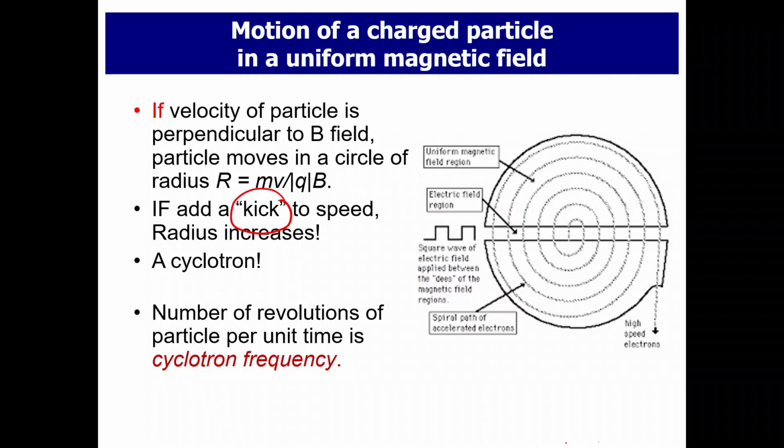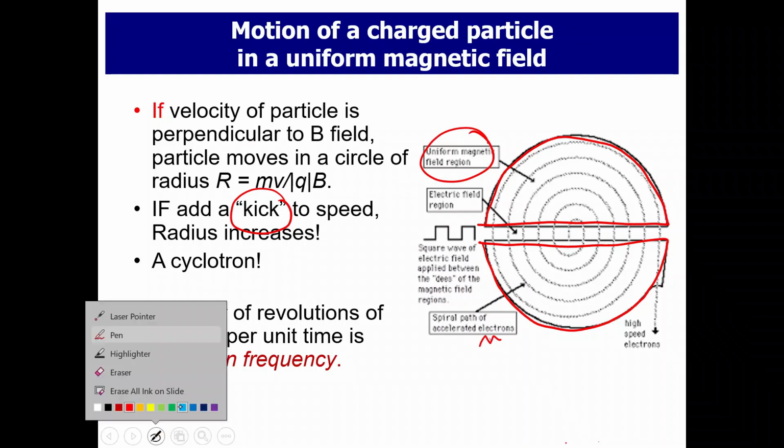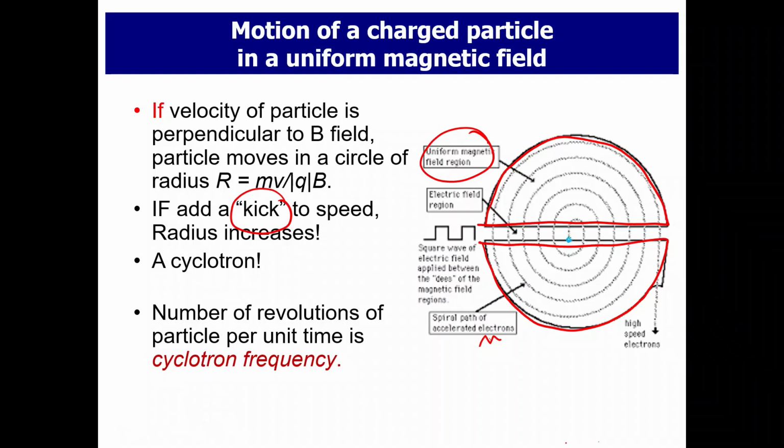So what we end up with is, in the cyclotron, we have two magnets. So this is going to be a magnet, and this is going to be a magnet. And we're going to assume that these magnets have a uniform magnetic field. Now we're going to assume that we have electrons that are being emitted from a source. So we have our initial source of our electrons right here.